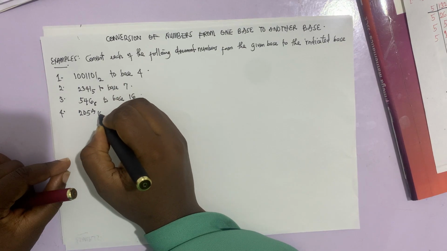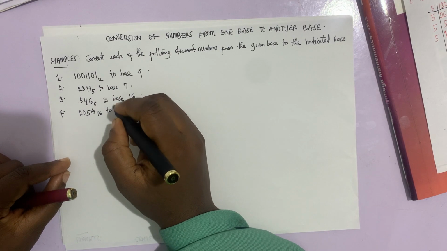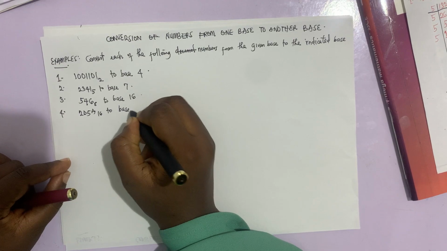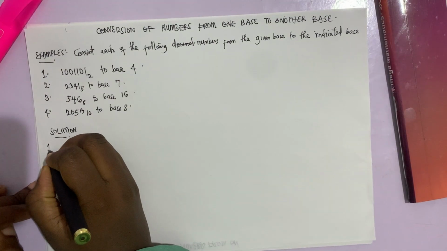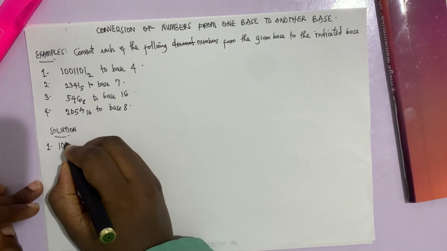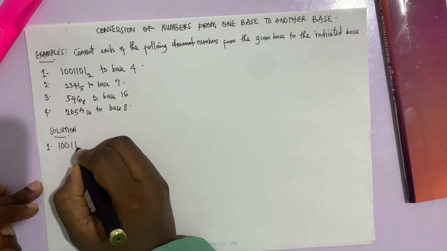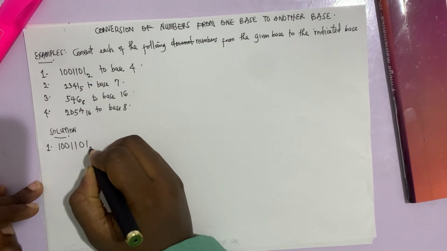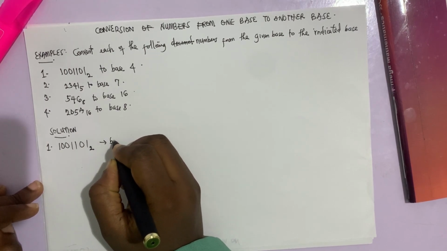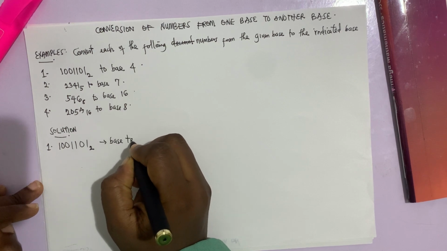2D5A base 16 to base 8. Question 1. We have 1 0 0 1 1 0 1 base 2. So the first thing is for us to convert it to base 10. How do we convert it to base 10?